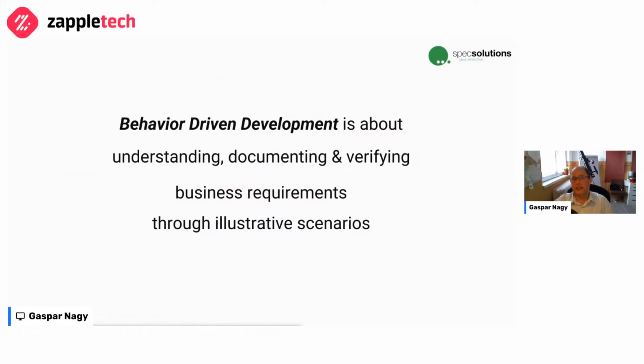So if you would really like to define what behavior-driven development is, there are multiple definitions out there that you could choose from, but that's probably the simplest one. We could say that behavior-driven development is about understanding, documenting, and verifying the business requirements through illustrative scenarios. So basically, that says that BDD is primarily targeting the business requirements, the functional requirements. And what we would like to do with the functional requirements is to have a better understanding of them, document how we understood them, and of course, verify whether our solution is really fulfilling those requirements or not. And as we said, these illustrative scenarios will be the central elements to be able to achieve that.